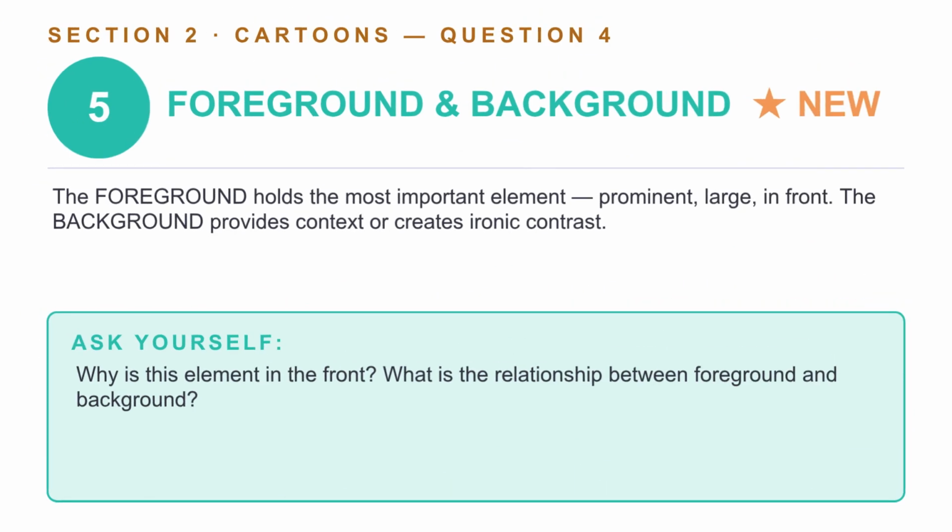Element number 5, foreground and background. Cartoonists make deliberate choices about what to place in the foreground prominently and what to place in the background. The foreground usually holds the most important element. The background provides context or creates ironic contrast.